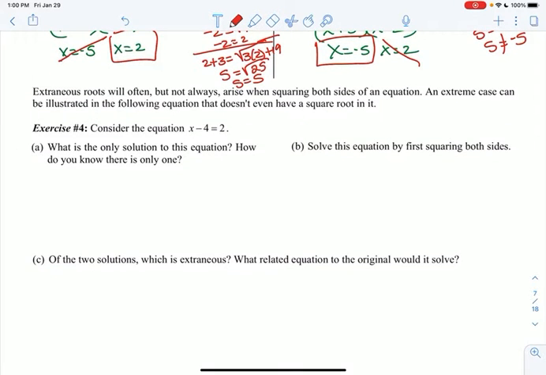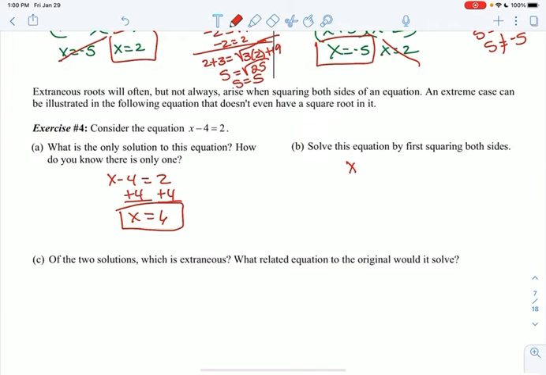Consider the equation x minus 4 equals 2. I just want to show you that, yes, this comes up all the time when I have square root equations, but it also can come up if I have a linear equation. So if I have this linear equation, x minus 4 equals 2, there's only one solution. It's a linear equation, it should only have one solution. I solve for x by getting rid of that 4, x equals 6.